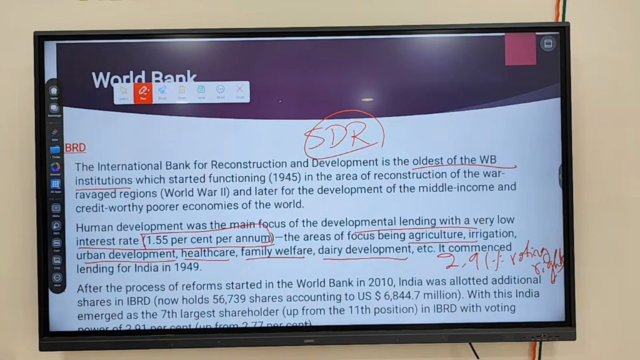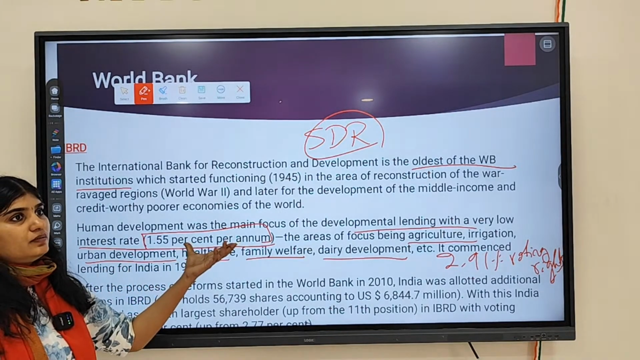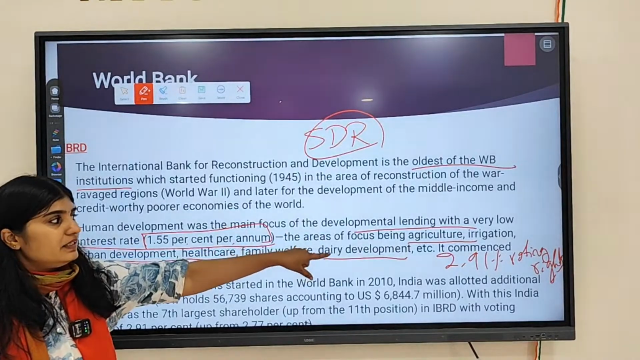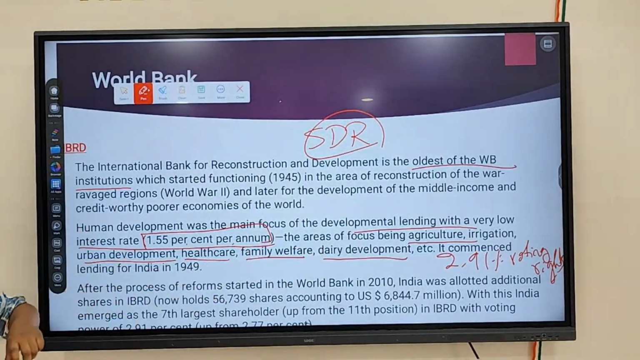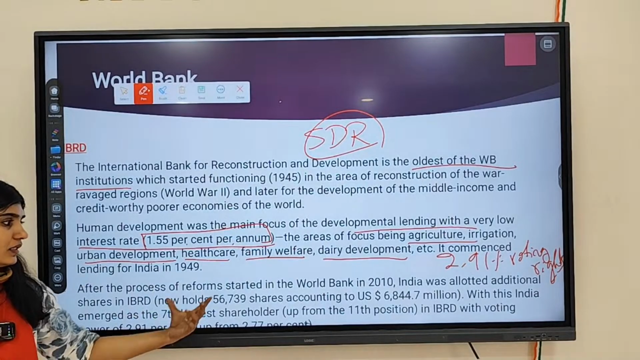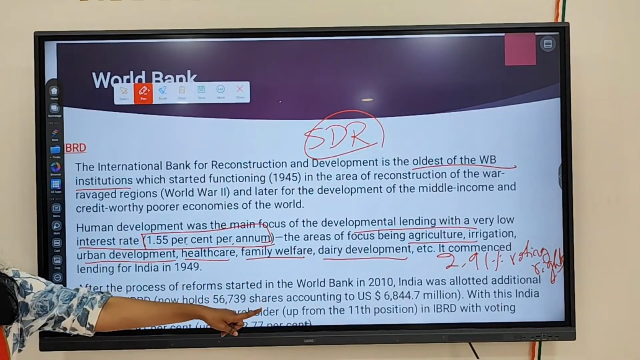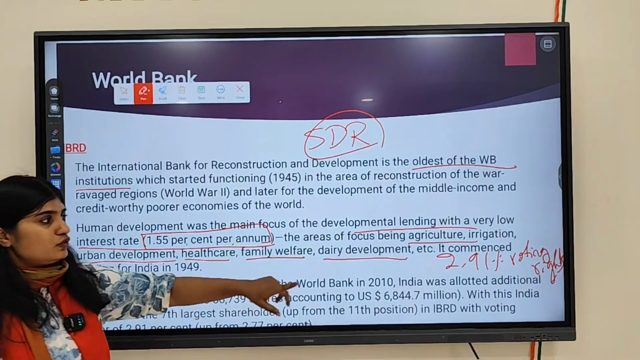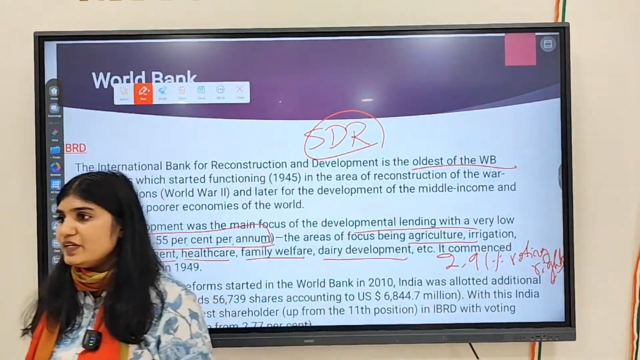The very important is 1.55 percentage per annum. That interest rate is important here. And for which sector they will issue the loans, and also what is India's rank? Okay, in terms of rank, that is 11th position. In terms of largest shareholder, we are 7th. And voting rights is 2.91 percentage of voting rights we are having.